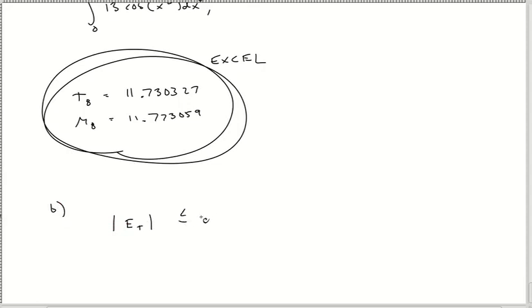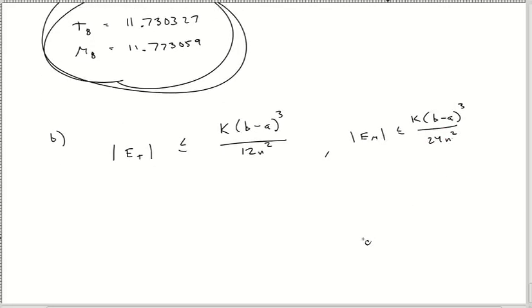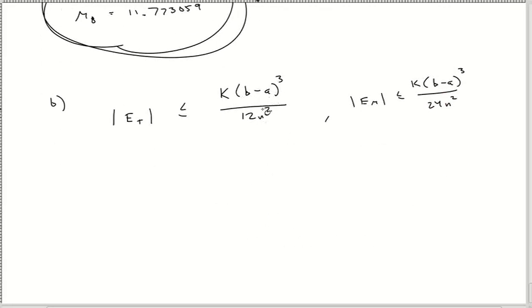And there's a formula for this. The error of the trapezoid rule, in absolute value, is less than or equal to K, capital K, times (B minus A) cubed all over 12n squared. There's a similar formula for the error of the midpoint rule: K times (B minus A) cubed all over 24n squared. Now, B minus A is obvious, n is given to us, it's 8. And so, what is this K?